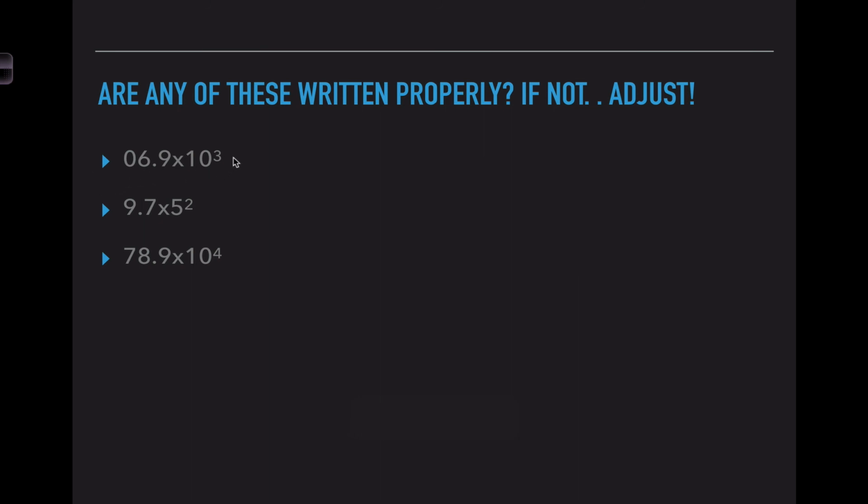So if we look at this first example, what would we consider wrong about this example? It's 06.9 times 10 to the 3. This front 0 is unnecessary. So I would rewrite this as 6.9 times 10 to the 3 to get rid of that second leading digit. This next example is considered incorrect because of that base unit of 5. If this were written in proper form, it would be 9.7 times 10 to the 2. That 5 is considered incorrect. It has to be a base of 10.